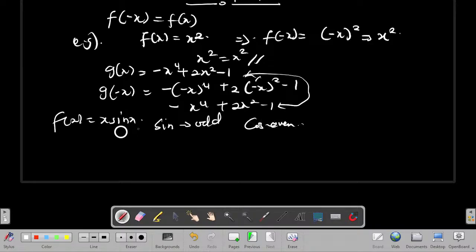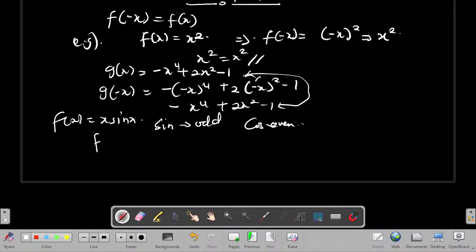That does not mean that the problem I'm giving to you is going to be even or odd. You have to test. Sine alone is odd, but that doesn't mean that an expression where sine is inside makes it entirely odd. No. What do we do?